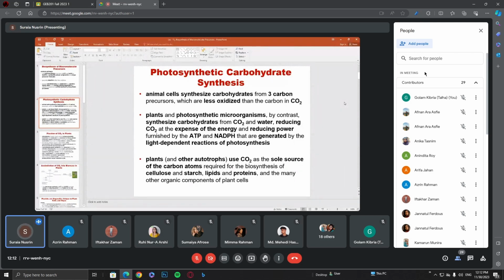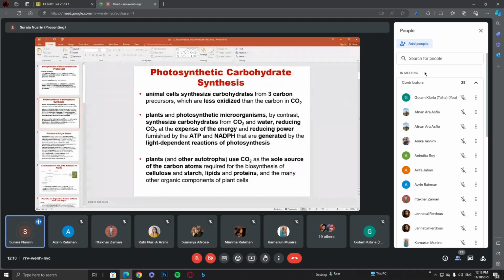So animals also need the macromolecule carbohydrates. So how do the animals get the simple sugars? Obviously, the simple sugars come from their food, that means maybe triose or hexose. Those come from the plants, and then the animals can synthesize other macromolecules or carbohydrates, and the simple precursor in animal cells is the 3 carbon precursor. That is the simple precursor of carbohydrate in animal cells, 3 carbon precursors, and that is obviously less oxidized than carbon dioxide. Okay, that is the main difference between plants and photosynthetic organisms and animals.